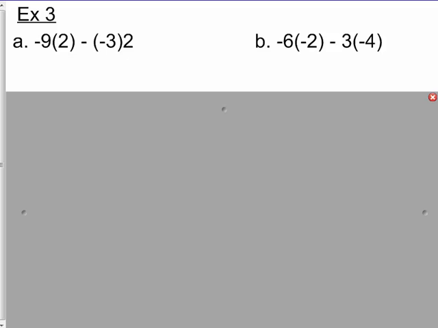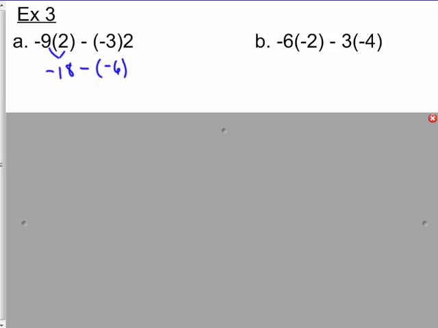So in example 3, some multiplying here. The first one, negative 9 times 2 minus negative 3 times 2. I'm going to start with my multiplication. Negative 9 times 2 is negative 18. Now I'm going to do the negative 3 times 2 first. I'm going to leave that subtraction there. We can think of it a little differently, but right now we're going to leave it as subtraction. Minus a negative, add the opposite, so it's a positive, and I get negative 12 for my final answer. In B, a negative and a negative is a positive.